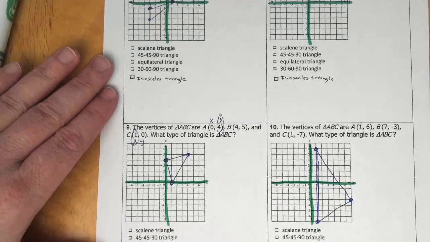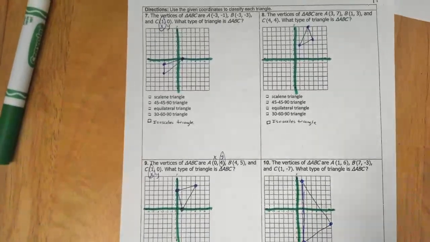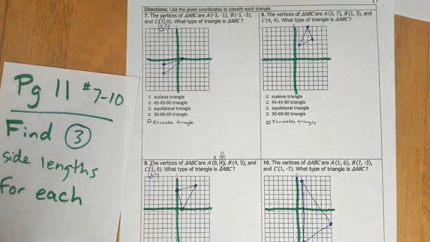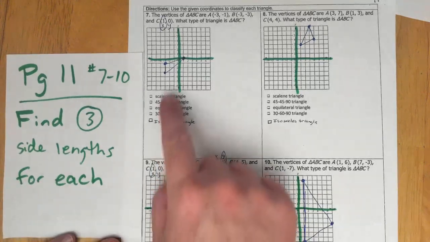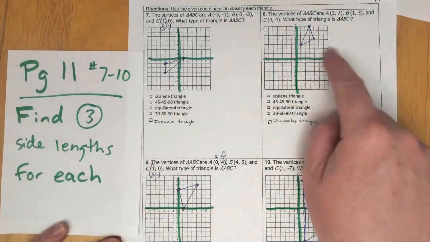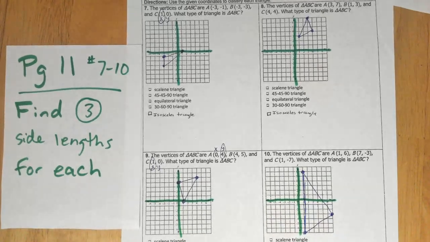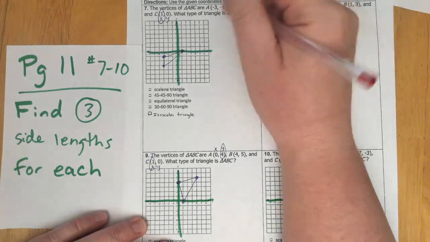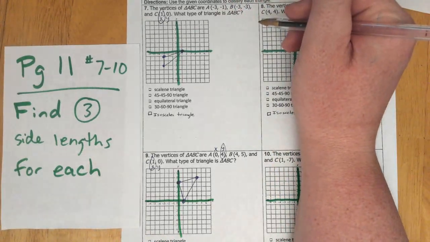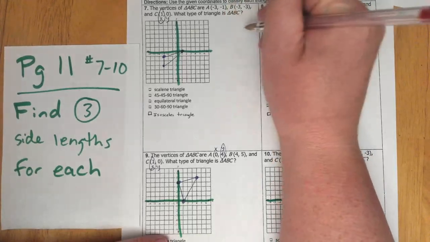All right, so now that we have that little review, everyone's going to pause the video, and everyone's going to find the 3 side lengths for each one of those. And then we're going to check our answers. So go ahead and do that now, please. Okay, so you should have found all the side lengths. I'm just going to go speed racer with this.